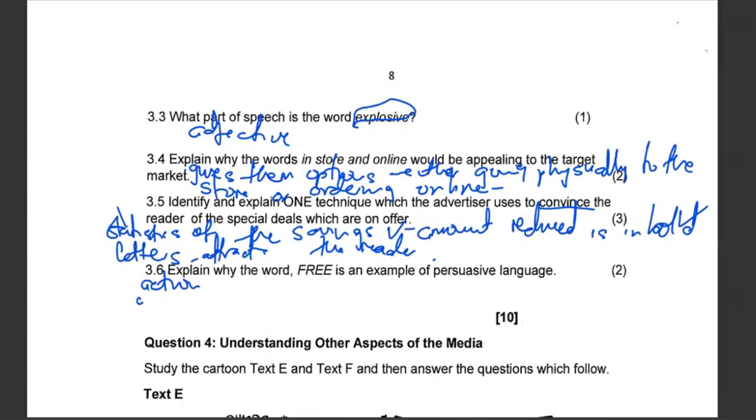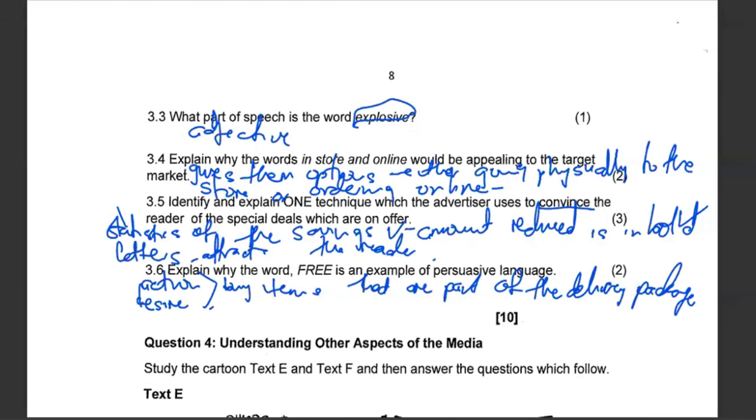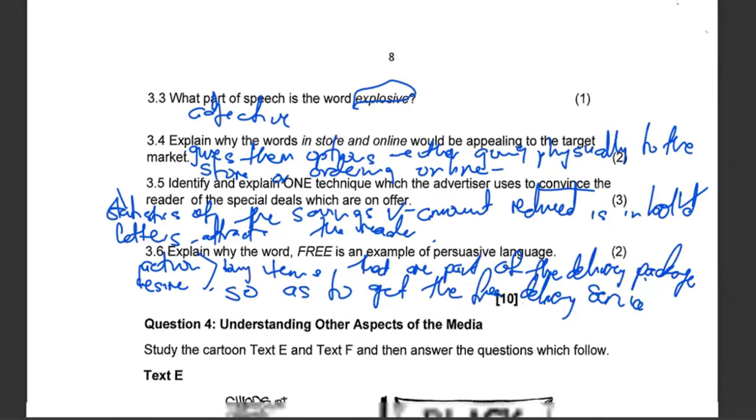It can also create a desire in the customers to buy items that are part of the delivery package, so as to get the free delivery. The free delivery service. So I felt action, it can spur them to action. It can create a desire in them to buy the items that are offered for the free delivery because it will not be charged for. And as a result, it will be at a free cost, means they don't have to use their money for transport or anything.